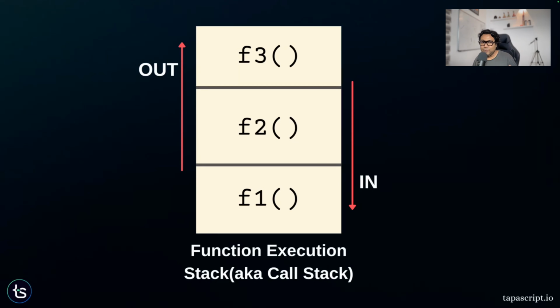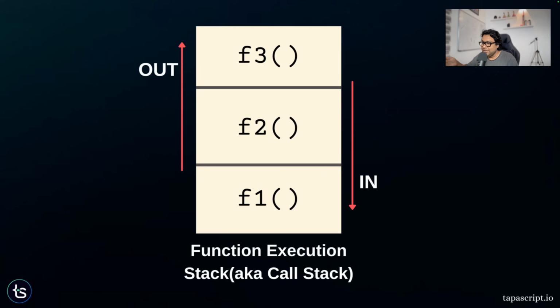What is the advantage of doing it? JavaScript can track how it is executing the functions, what the order is, and maintain a reference of which function has been executed, which is being executed, and which is going to get executed. That is where the call stack comes into the picture. Everything in the call stack is very much synchronous. As JavaScript sees the functions line by line to execute, it puts them into the stack.